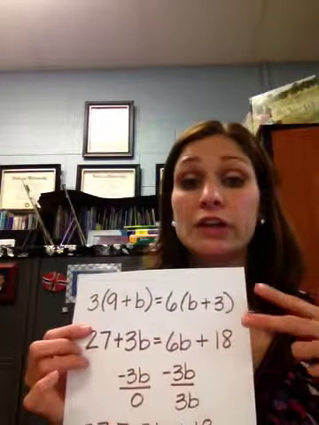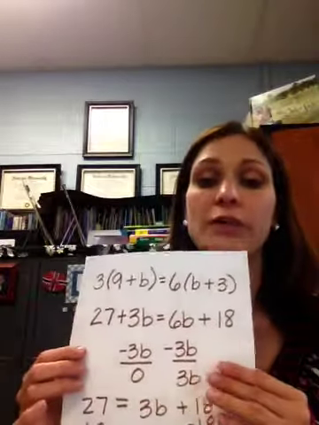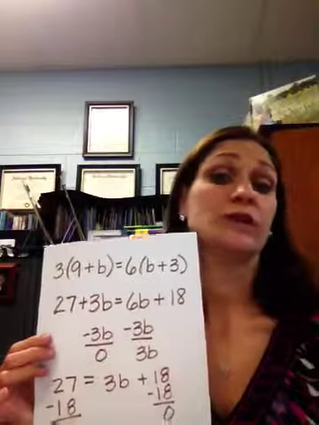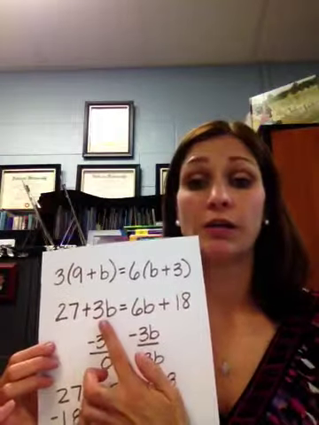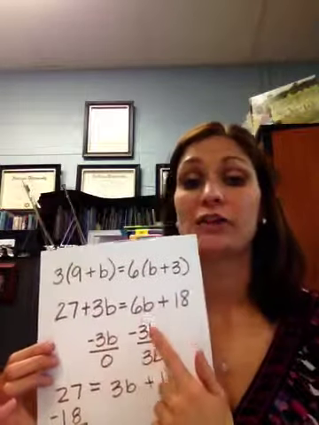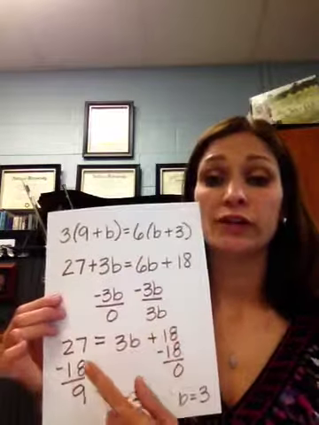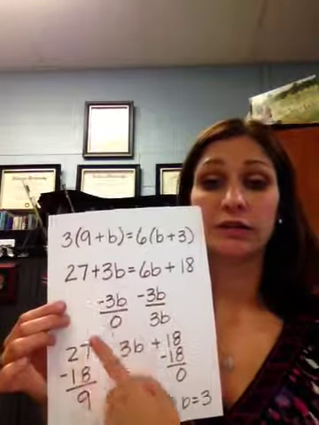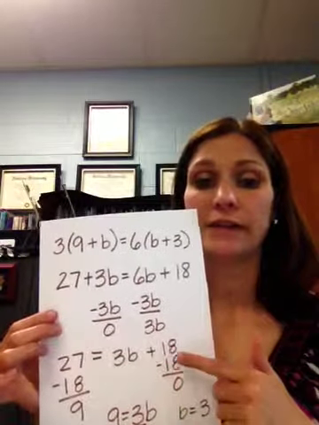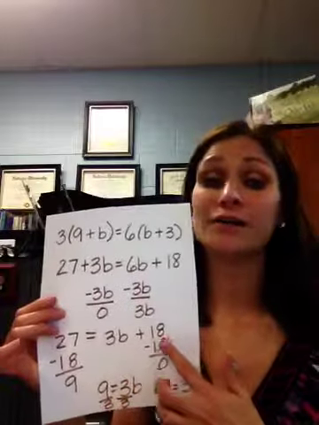These are called equivalent equations because they're exactly the same as one another. They balance each other out. They're equal. Now I've realized that I need to get rid of my variables on one side of the equation. I chose to get rid of the smaller one. So I subtracted 3b from this side, ended up with 0. Subtracted 3b from this side, ended up with only 3b left. So my new equation is 27, that's what's left here, equals 3b, that's what I had left here, and I brought down the 18.